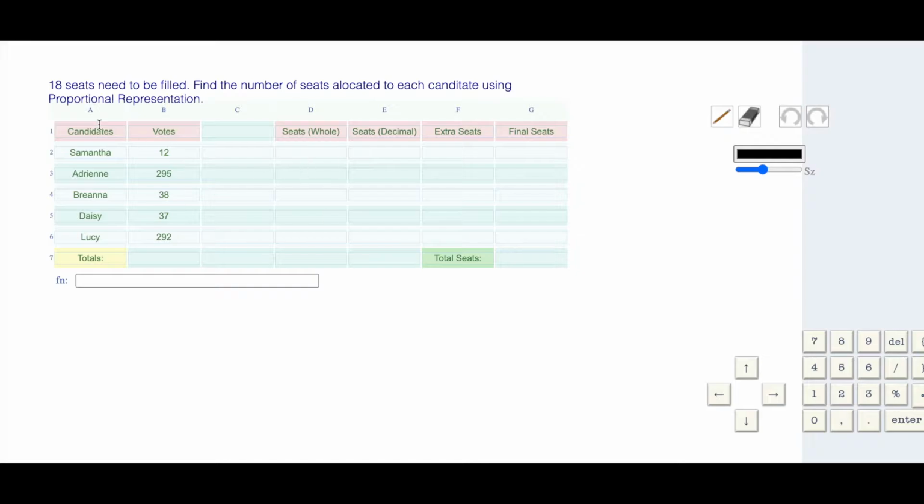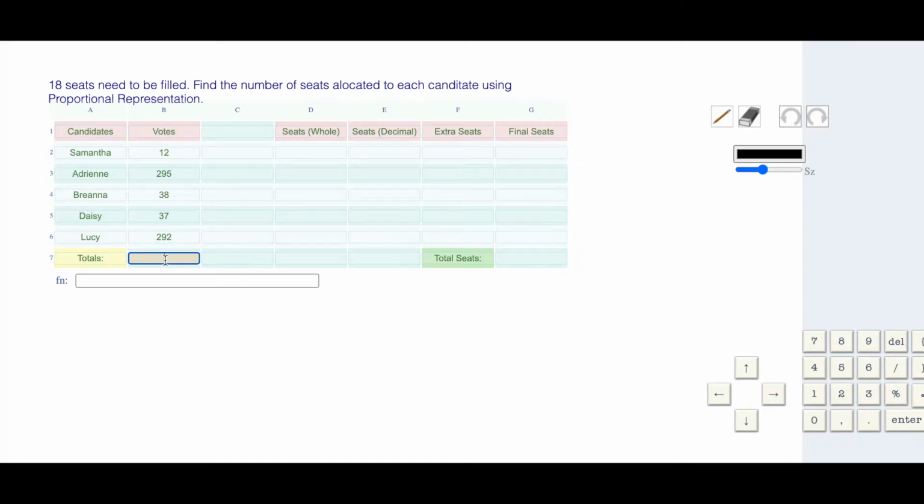Welcome to level 7, proportional representation. 18 seats need to be filled. Find the number of seats allocated to each candidate using proportional representation. So we can see that Samantha got 12 votes, Adrian got 295 votes, Brianna got 38 votes, Daisy got 37, and Lucy got 292 votes.